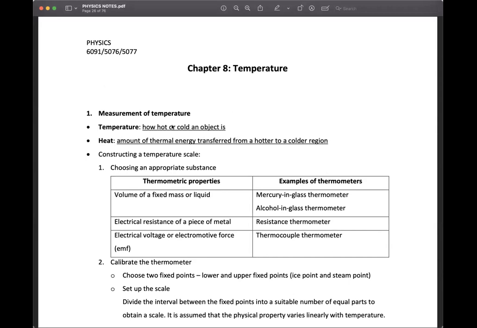Temperature is how hot or how cold an object is. And heat can only be transferred from a higher temperature to a lower temperature region. So can you all remember these two things? Temperature is how hot or how cold an object is, and heat energy can only be transferred from a higher temperature to a lower temperature region. It cannot be the other way around. Heat cannot move from a colder to a hotter place. Is that clear? Can you all remember these two things?